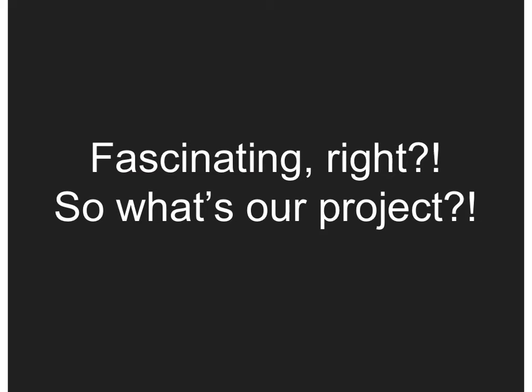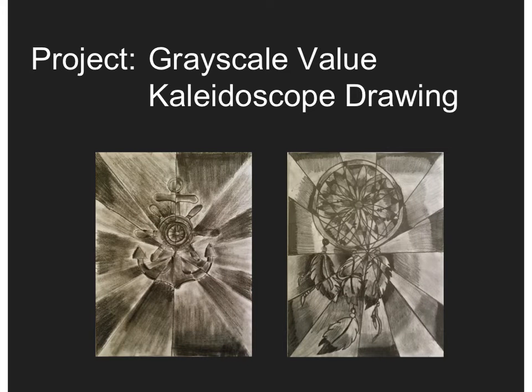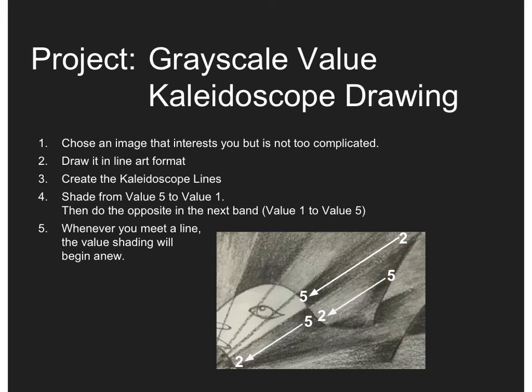So I know you think this is fascinating, right? So what is our project? I'm going to talk to you about a kaleidoscope drawing. Our project will be, one, we're going to choose an image that interests you but is not too complicated. Draw it in line art form, create kaleidoscope lines, shade from value 5 to 1, and then do the opposite in the next span, 1 to 5. And whenever you meet a line, the value shading will begin anew. I will be going over this, so hang on.